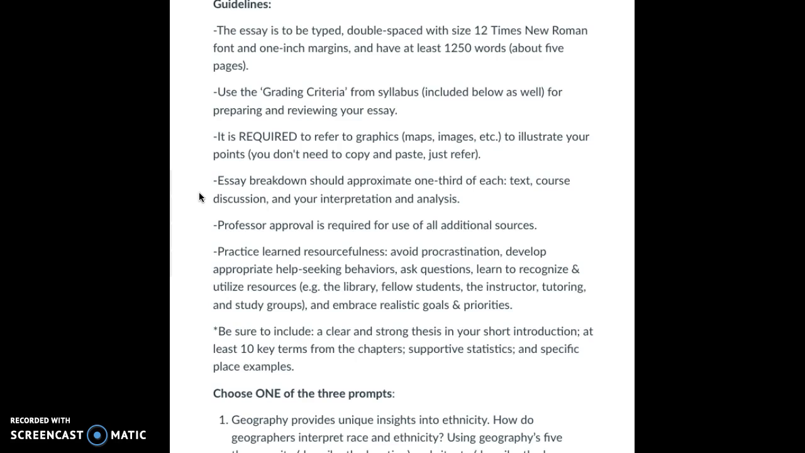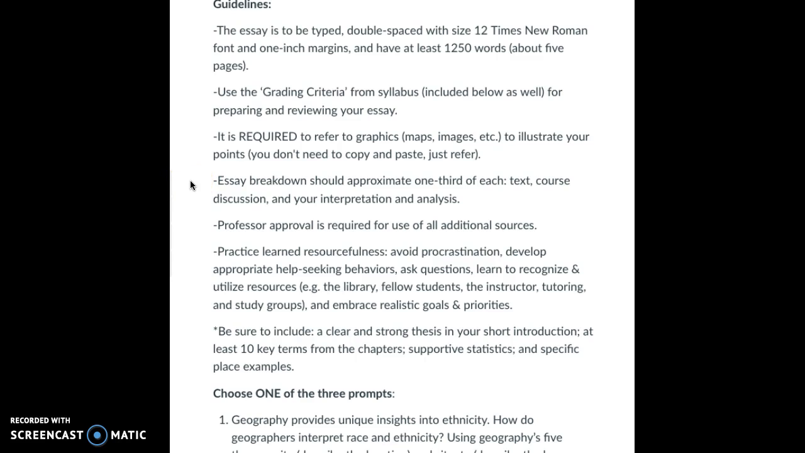So it's required to refer to graphics, so you don't have to copy and paste. This just uses up a lot of space in your documents. If you really want to copy and paste, that's fine. Please keep in mind proper citations. But it's very much required to refer to maps and images, charts, tables, to illustrate the points that you're making. The old adage that a picture's worth 1,000 words really applies here, that it certainly helps demonstrate your points and your reasoning to provide images within your paper, references to them.